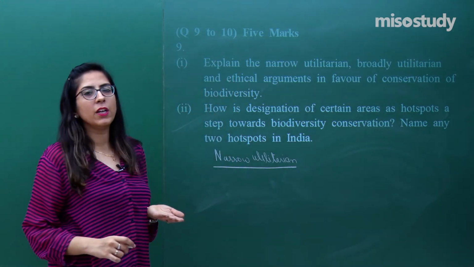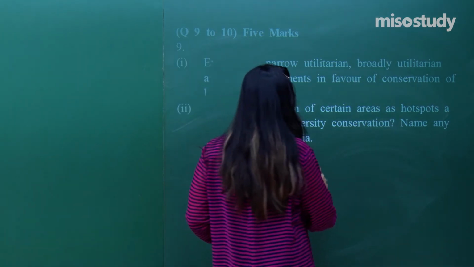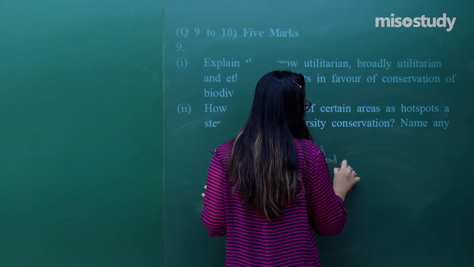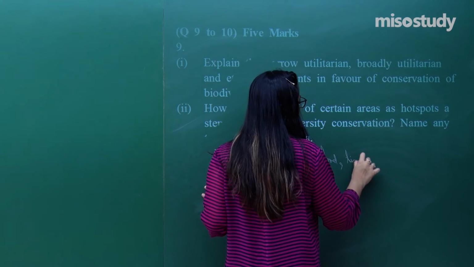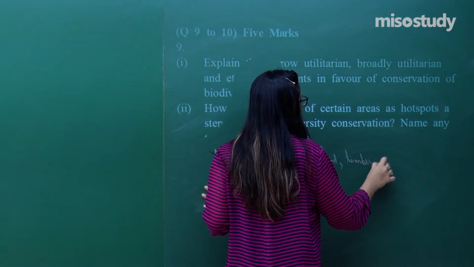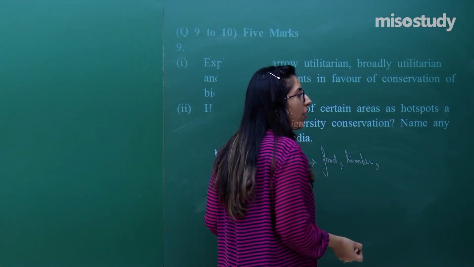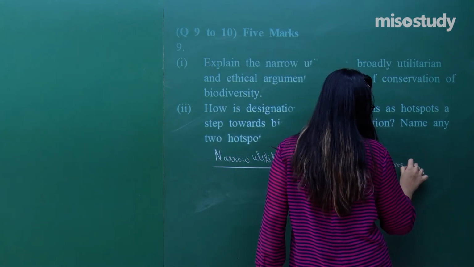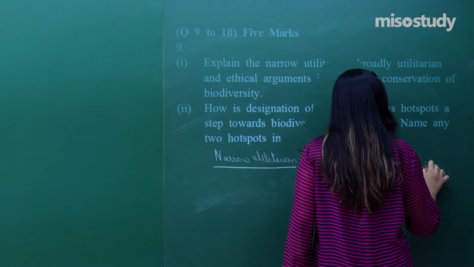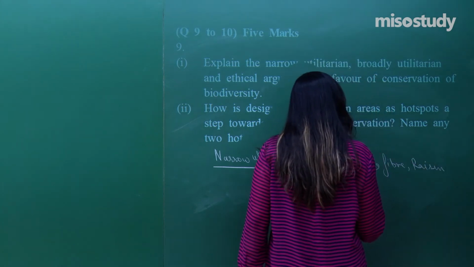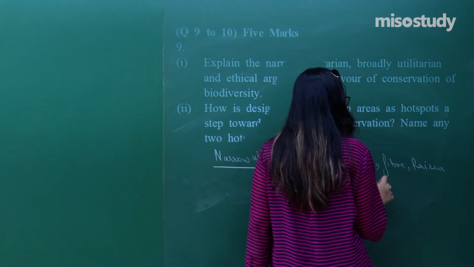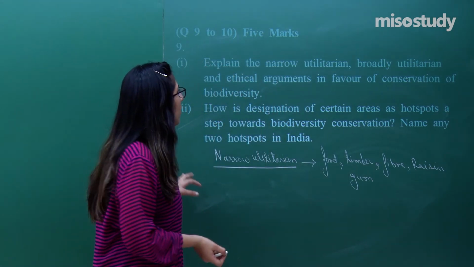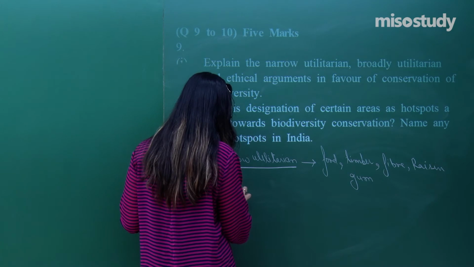That means we are depending upon plants and animals for different products, and those products can be in the form of food, timber, glue, fiber, resin, gum, etc. Right? Now to talk about the broadly utilitarian.